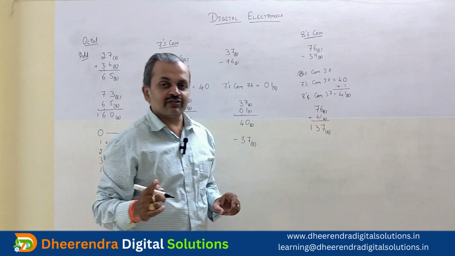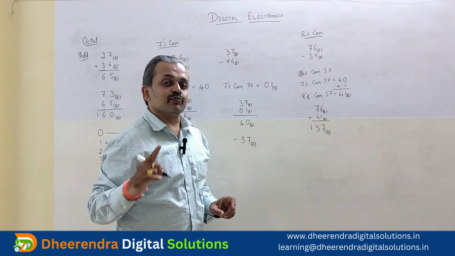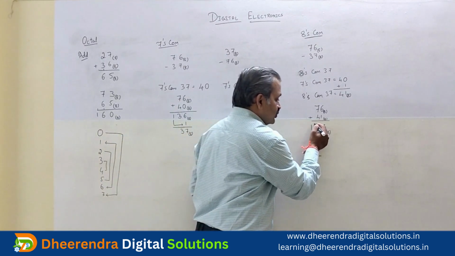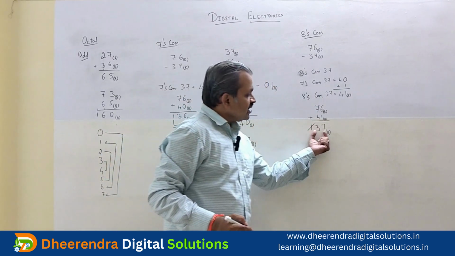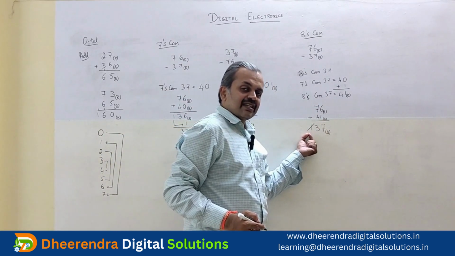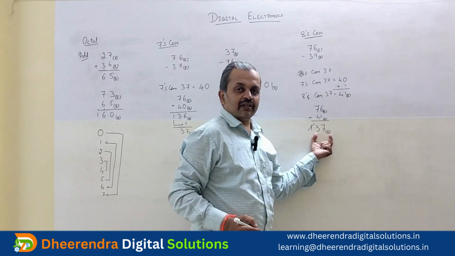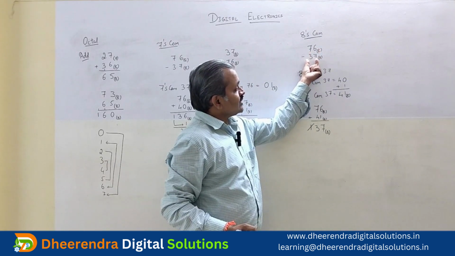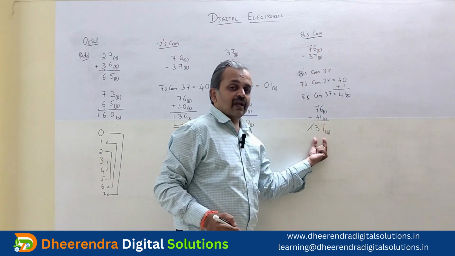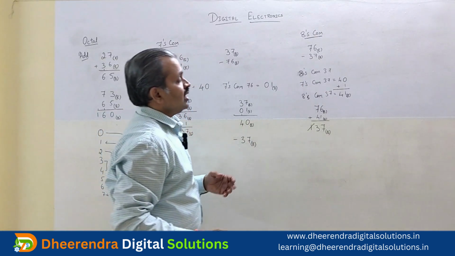Now, what is the rule in case of the 2's complement? If you generate a carry, it is positive and the carry has to be ignored. The same thing is applicable over here. Since the carry is 1, we ignore the carry. This is the result that we get. So here also we find that 76 minus 37 is going to be 37. Here also we have got the same result.